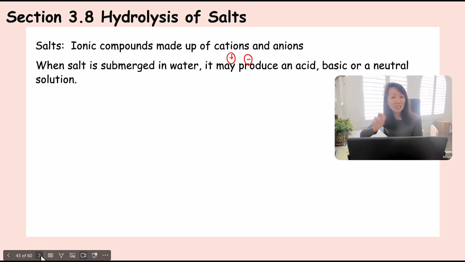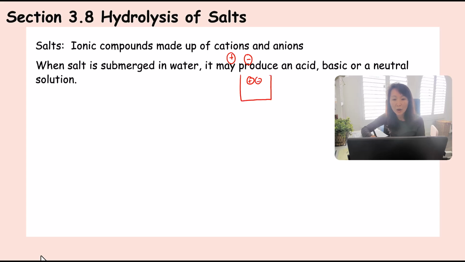Now, when these salts are submerged in water, these compounds will start to break apart. In the beginning, they might stay intact like this, but when they get submerged in water, they will break apart into positive and negative ions like this. At this point, it may produce an acidic, basic, or neutral solution depending on what the compound is.